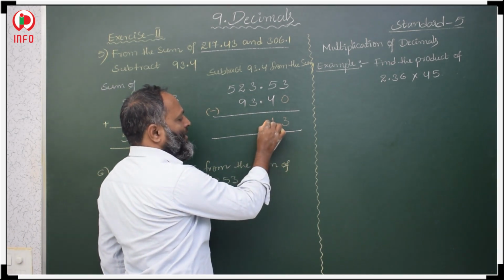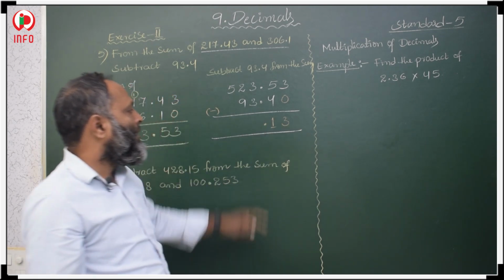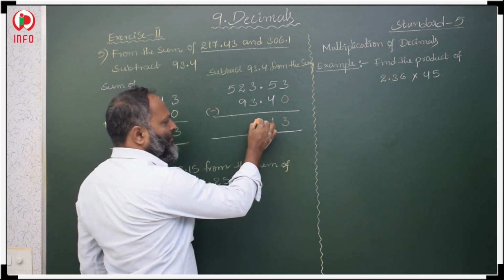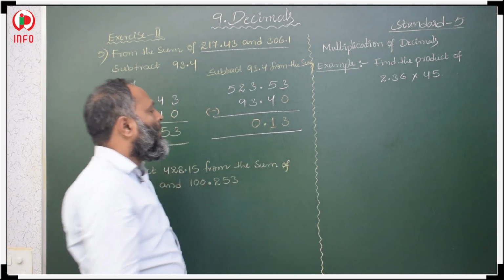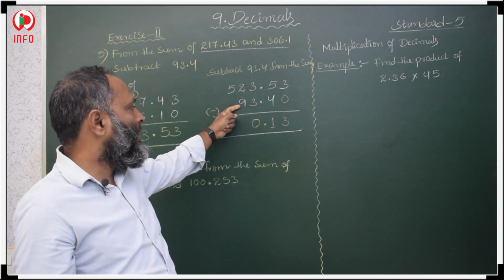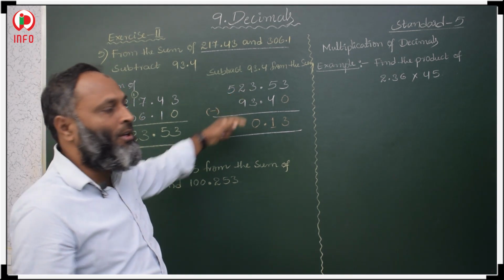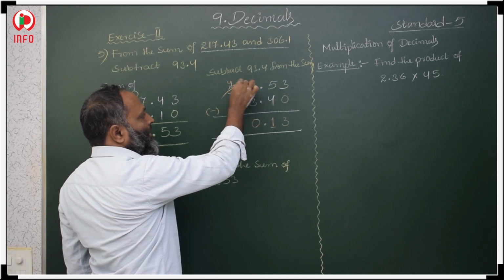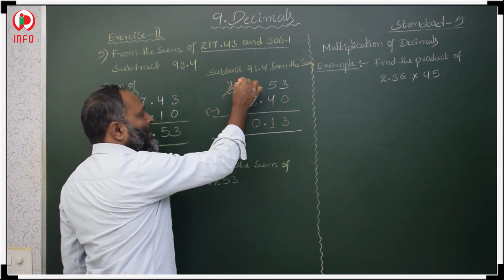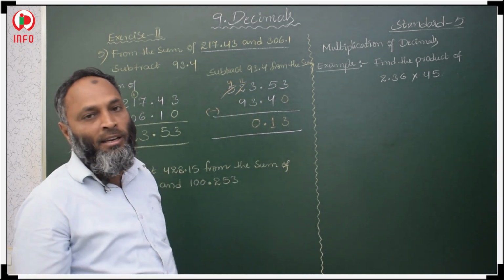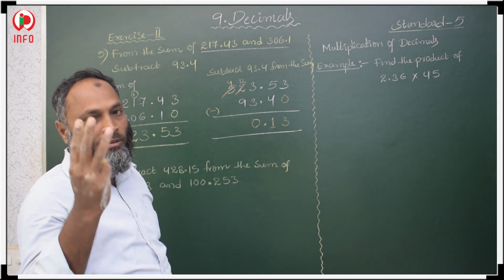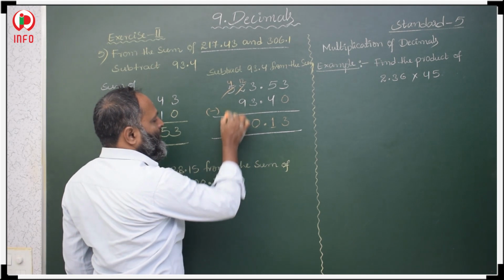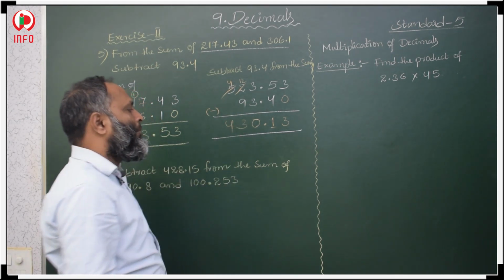Then after that decimal point. Then 3 minus 3, same number with same number, the difference is 0. And after that 2 minus 9, minus is smaller, so borrow from the next digit. It will decrease by 1, it will increase by 10. 12 minus 9, 10, 11, 12, it is 3. And here we have 4. 430.13.